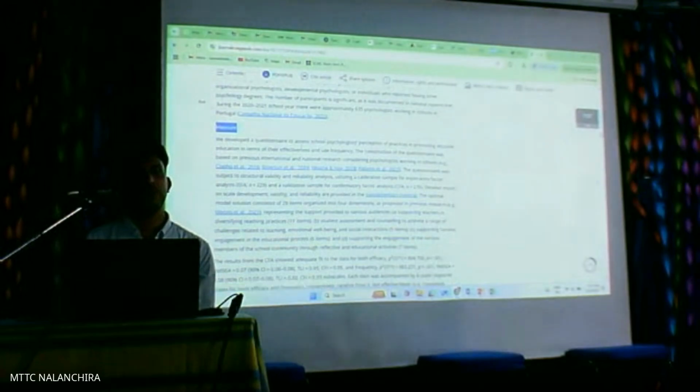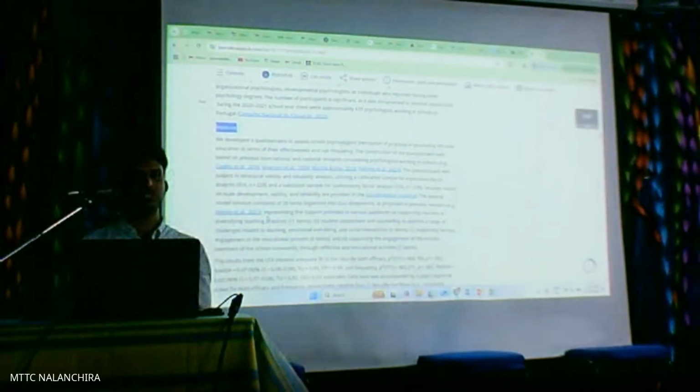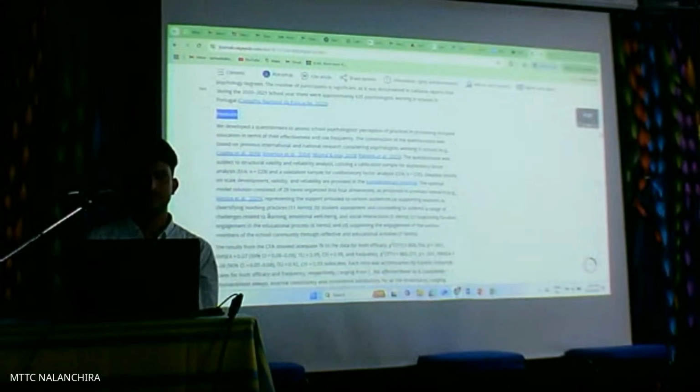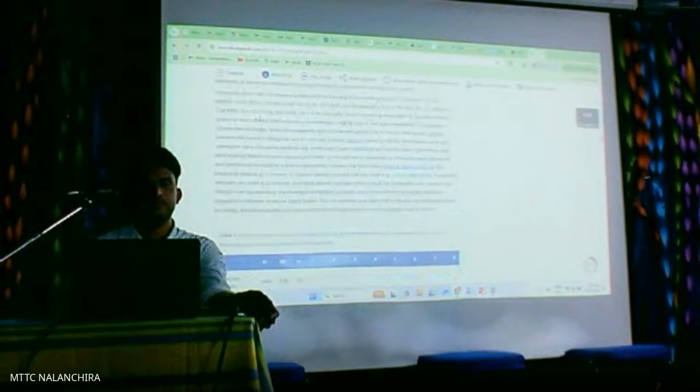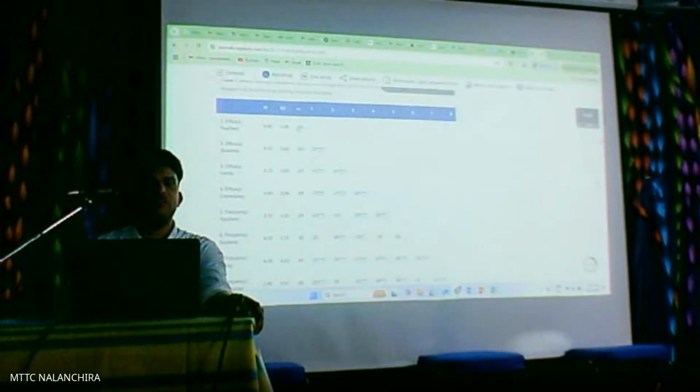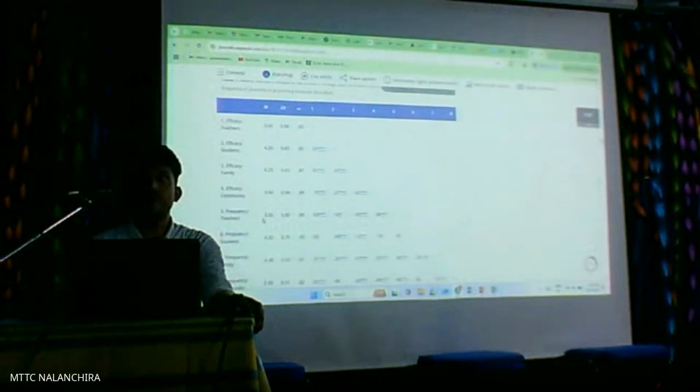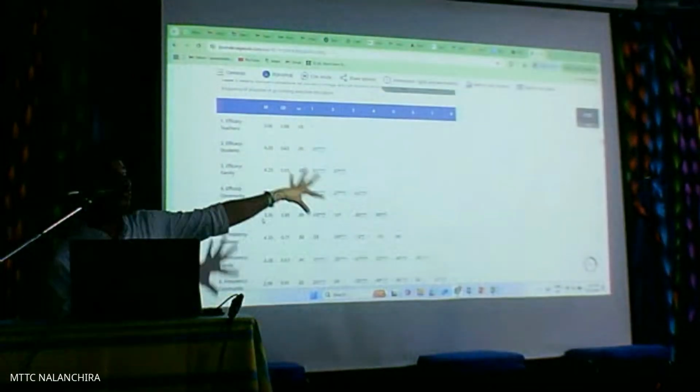We developed the questionnaire, again the complete story of the tool development. Then they are talking about the result. See the open table of APA. This is the open table of APA. There will not be any borders in an APA table.